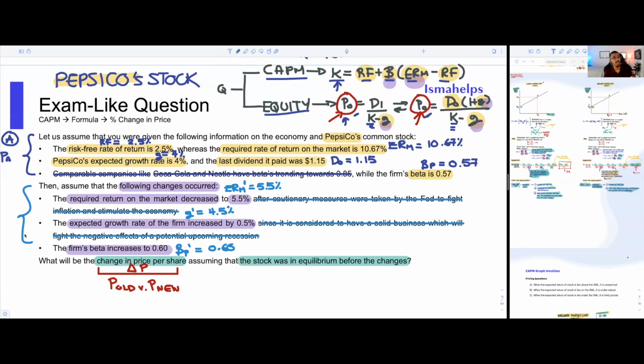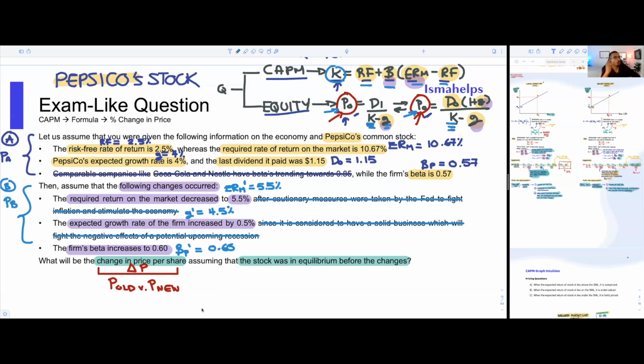When changes have occurred in the economy, our required rate of return on the market portfolio changed, our growth rate for Pepsi changed, and our beta for Pepsi changed as well. So if we plug that into our CAPM formula, we would get a different K. And by definition, because we have a different K and a different G, our output would give us a different price. Okay, so that's really important. That's really cool. You'll see why if you didn't already catch on to this. So this is going to give us the price for B.